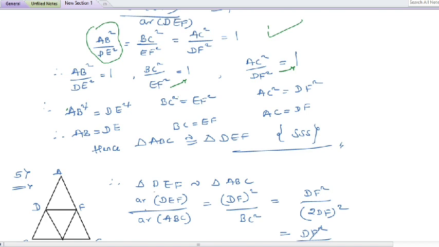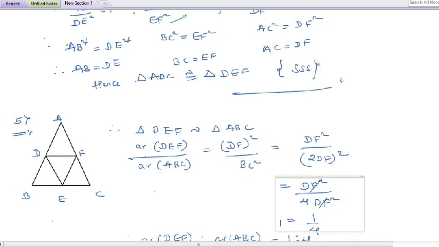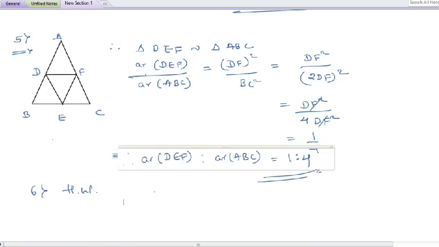Now, problem number 5. In problem number 5, the question is: D, E and F are respectively the midpoints of the sides AB, BC and CA of triangle ABC. Find the ratio of the areas of triangle DEF and triangle ABC.